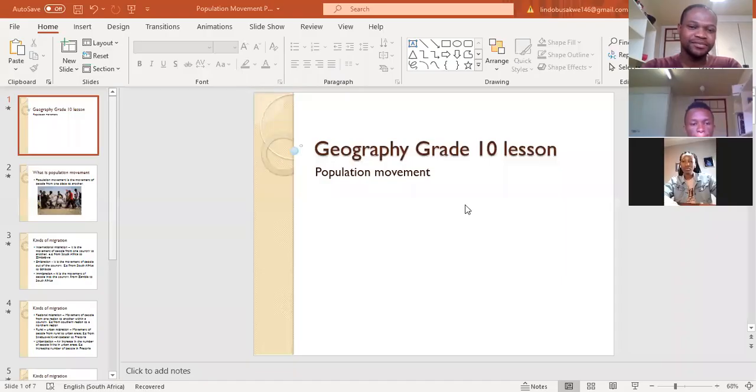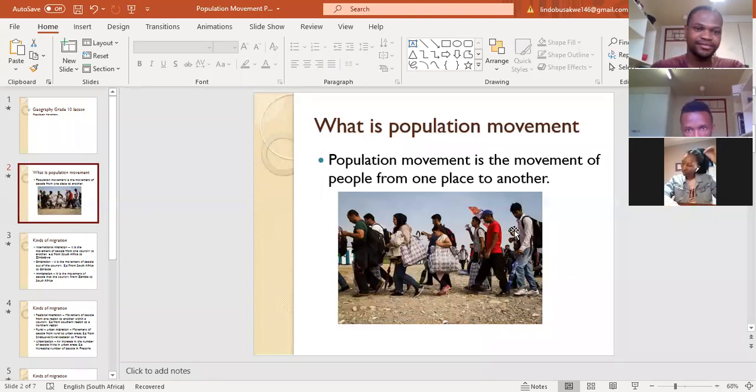I think Howard has said it. It's a mass movement of people, or a different group of people moving from one place to another. Exactly. So when we talk about population movement, we are talking about the movement of people from one place to another. We also call this migration. It still means the same thing.